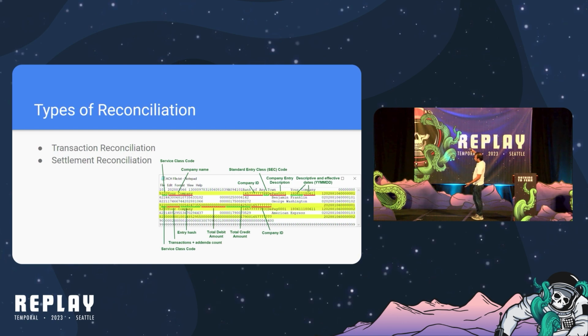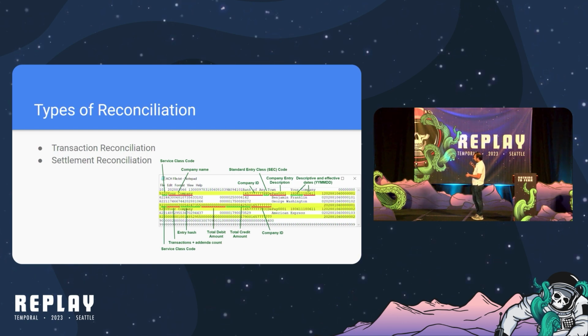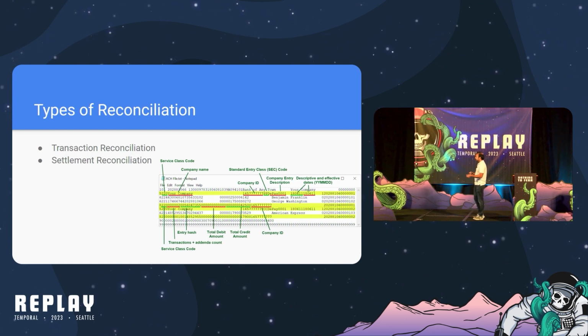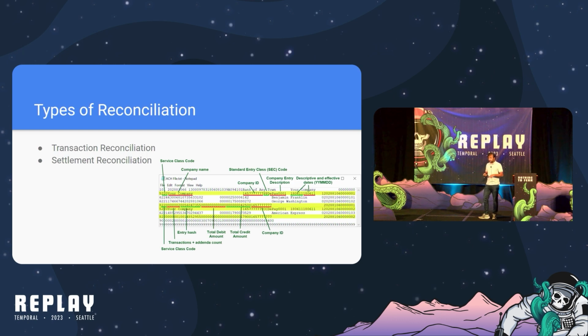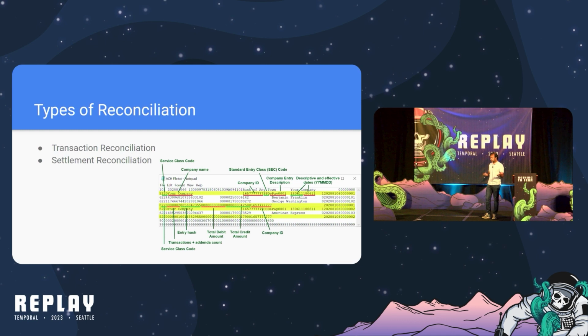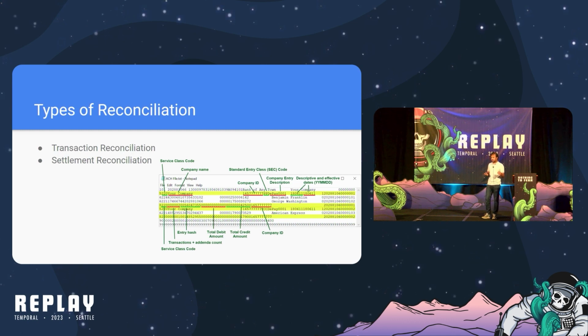We are looking at the full batch, getting the total, and verifying what is being debited or credited from your Fed master account. So I hope you understood what transaction and settlement reconciliation is. One is transaction-based, and the other is summary or batch-based.